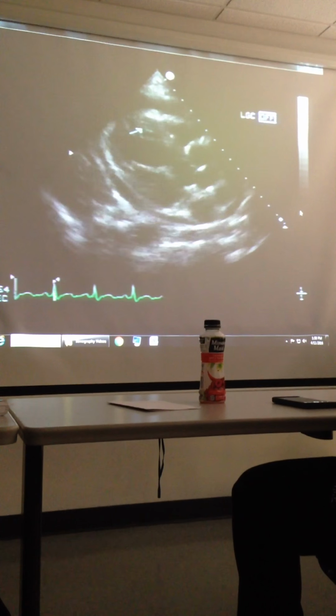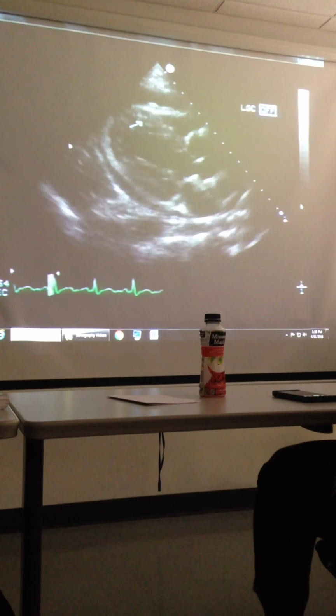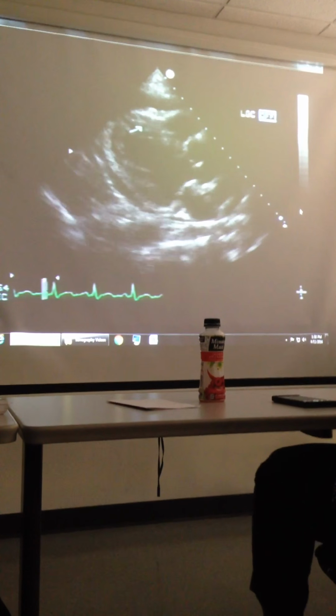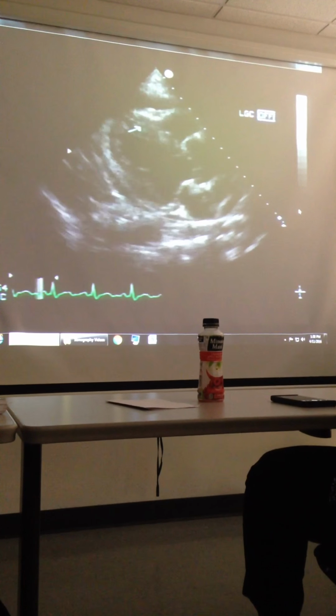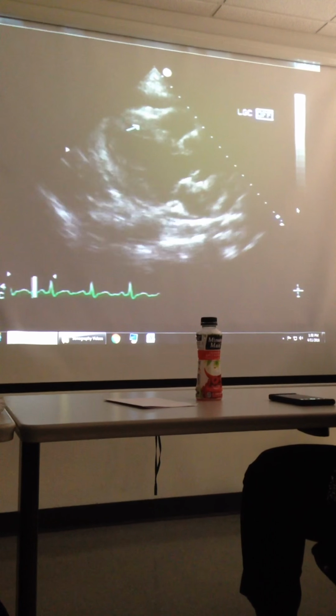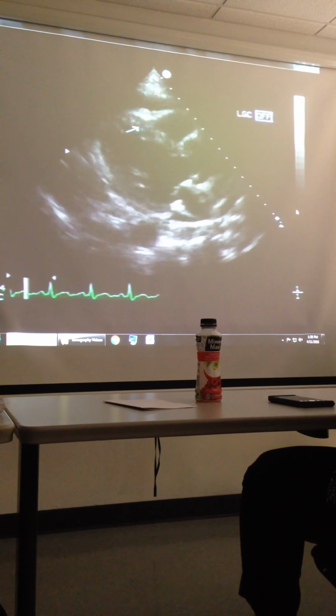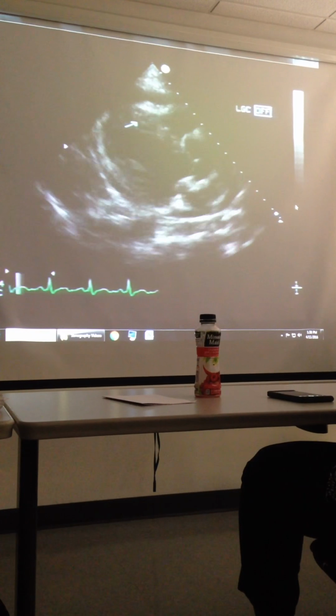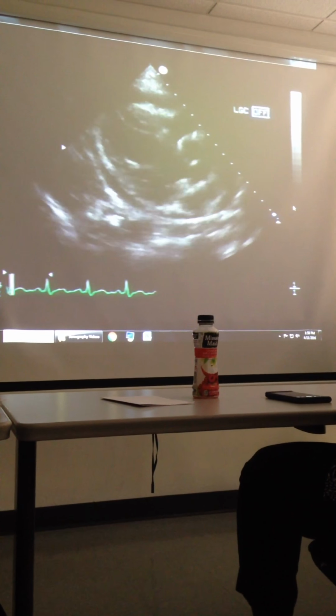Anterior septum. What coronary artery feeds this ventricular wall? LAD, left anterior descending, right? So this is the anterior septum, anterior septal wall, and that's the LAD that feeds it, okay?